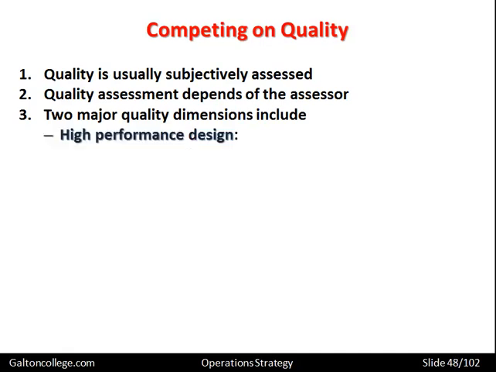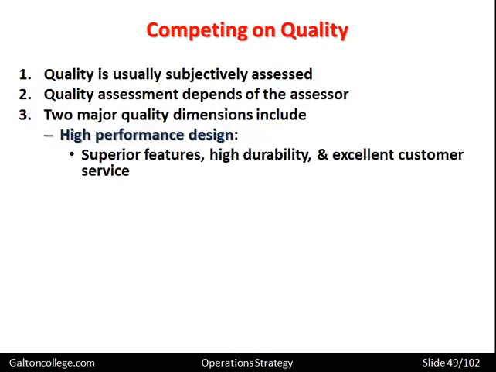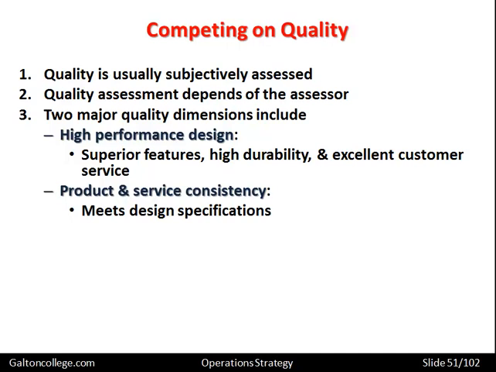Now, two major quality dimensions include high performance design, so superior features, high durability, and excellent customer services. These would be good dimensions of quality. And also product and service consistency, meets design specifications, for example, but also has close tolerances. In other words, if it says it's a certain length, then it should be that length. If not, it should be very close to what it said. Very, very close. The closer, the better the quality. So these are major quality dimensions: high performance design and product and service consistency.